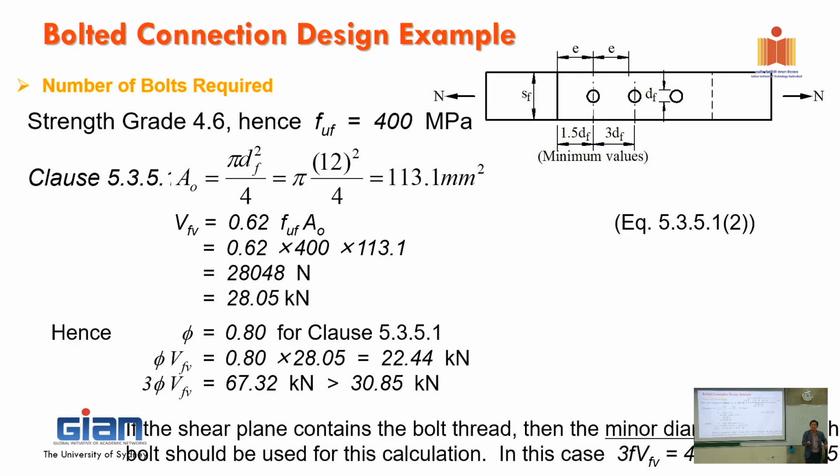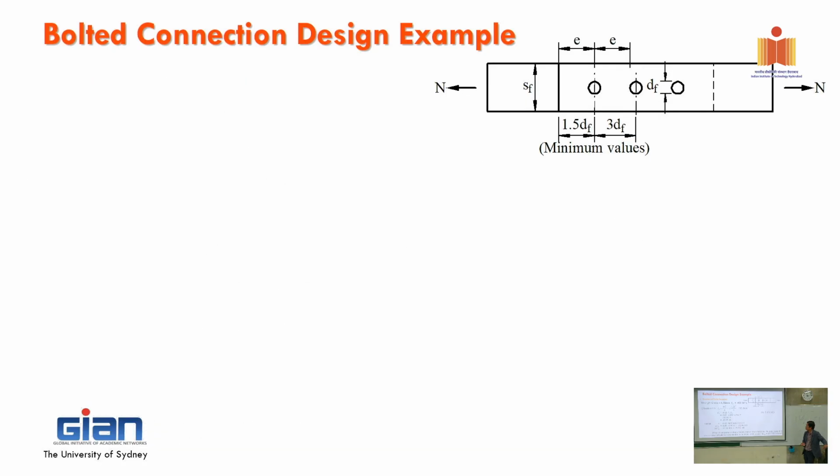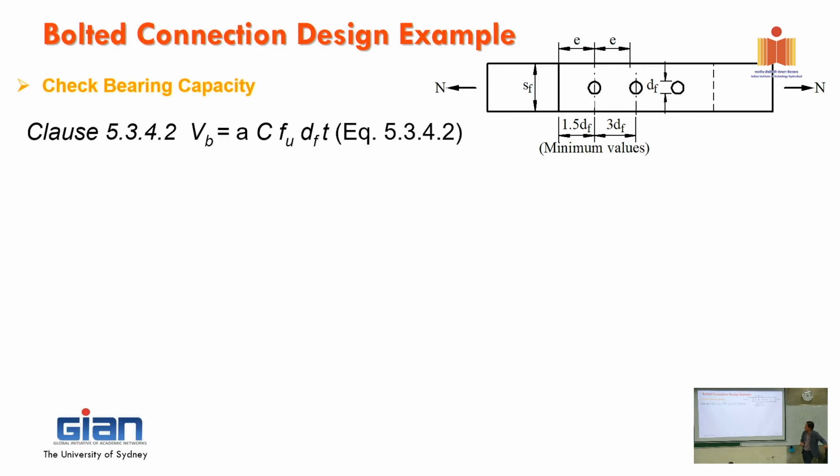Bolt diameter? Yeah, so that's DF. Bolt diameter is DF. DH is hole diameter. A little bit confusing with hole and bolt, isn't it? Because the hole is slightly bigger, there's a lot of confusion on that as well. Now, bearing capacity. So you have to use that equation.